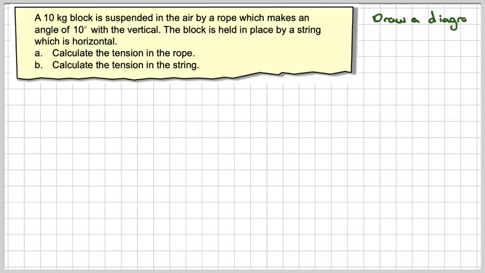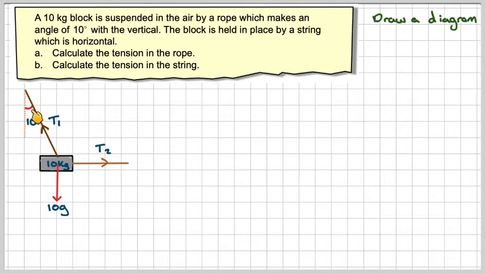The first step in any mechanics problem is to draw a suitable diagram. So if we draw a block with a rope at 10 degrees to the vertical, we've got the tension in the rope going that way, and this is the string holding it in place, and obviously we've got the weight 10g acting downwards.